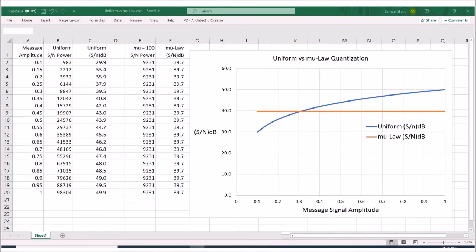The proper tool to compare these two quantizers is Excel. I made a spreadsheet where the first column is the message amplitude, ranging from 0.1 to 1. The second column calculates the signal to noise power ratio according to the formula that is in the notes. The third column is that power signal to noise ratio in decibels, ranging from 29.9 to 49. And then I have a column for the signal to noise power ratio for a mu law quantizer with the same number of levels and a mu factor of 100.